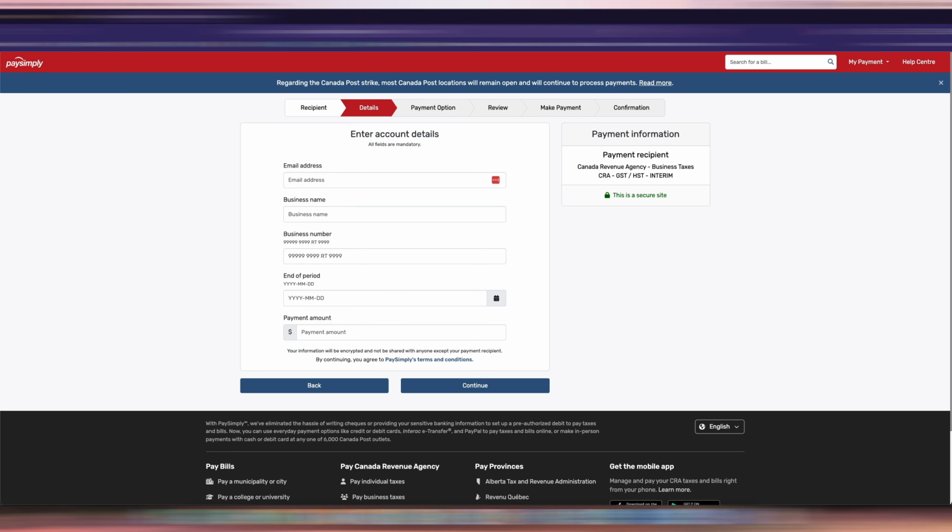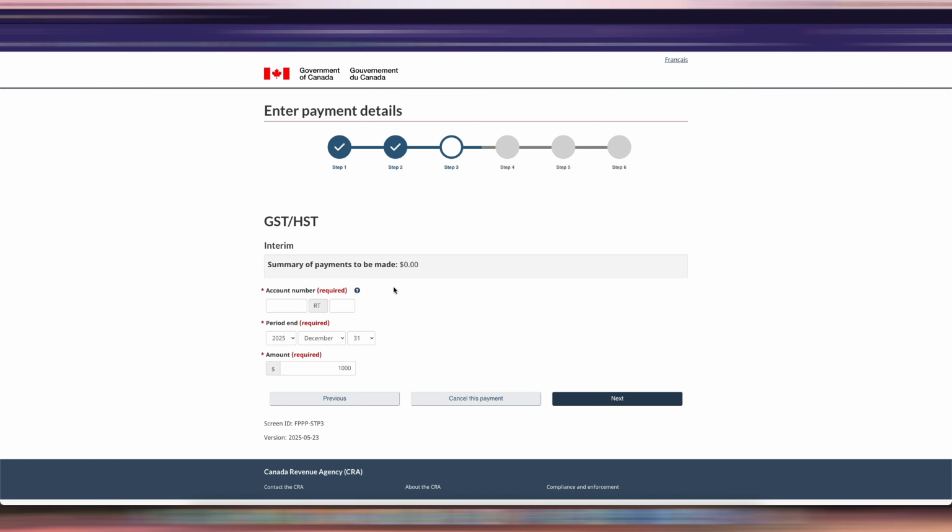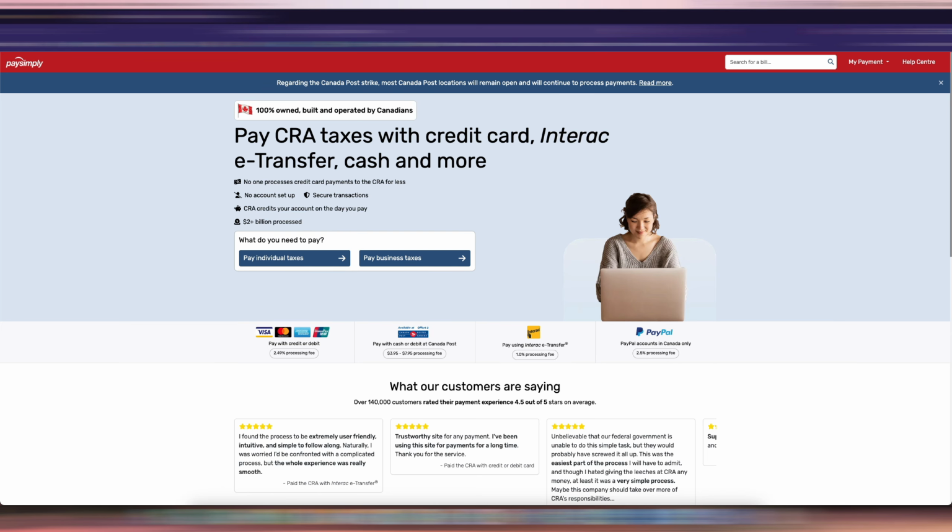There are extra charges if you use a third-party service. So just make sure you're aware of that. But they do allow you to pay using other payment methods. Unlike the CRA make a payment, I'm pretty sure you can only use a debit card here. You won't be able to use a credit card.